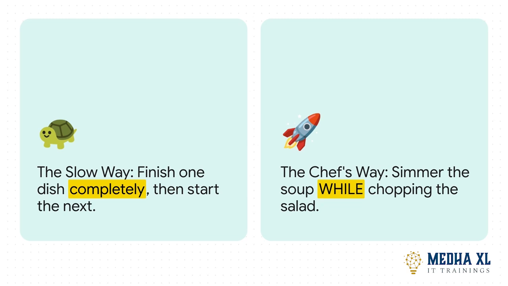The slow way says you finish one dish completely before starting the next, but the chef's way, you find a task that involves waiting, like letting a soup simmer, and you use that time to do something else, like chopping the salad. See the difference? That simple shift is the key to a huge gain in efficiency. You're actively using your time, not just waiting for it to tick by.